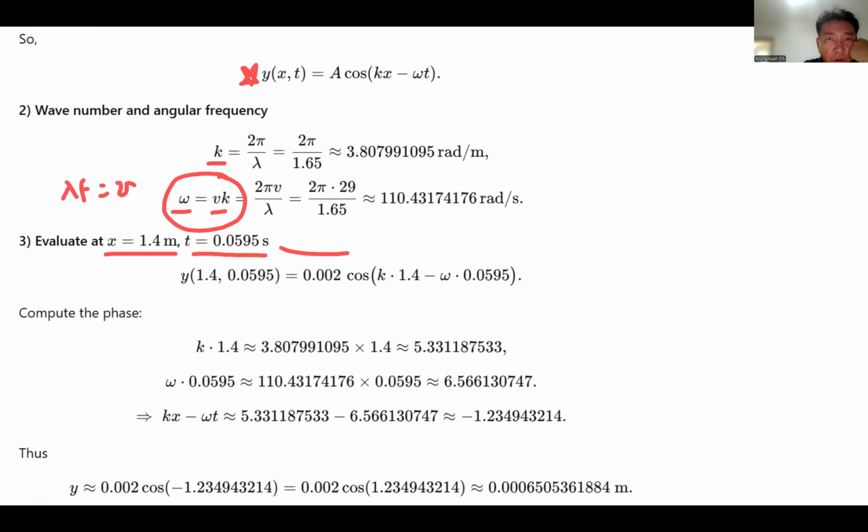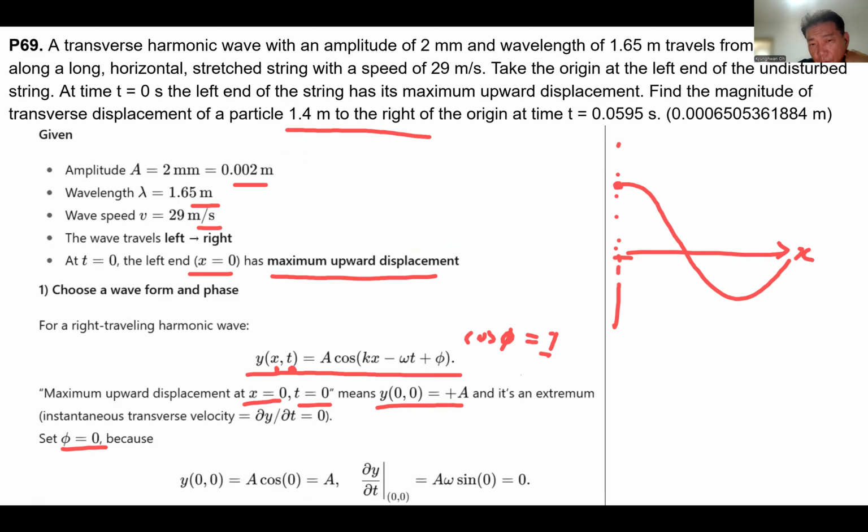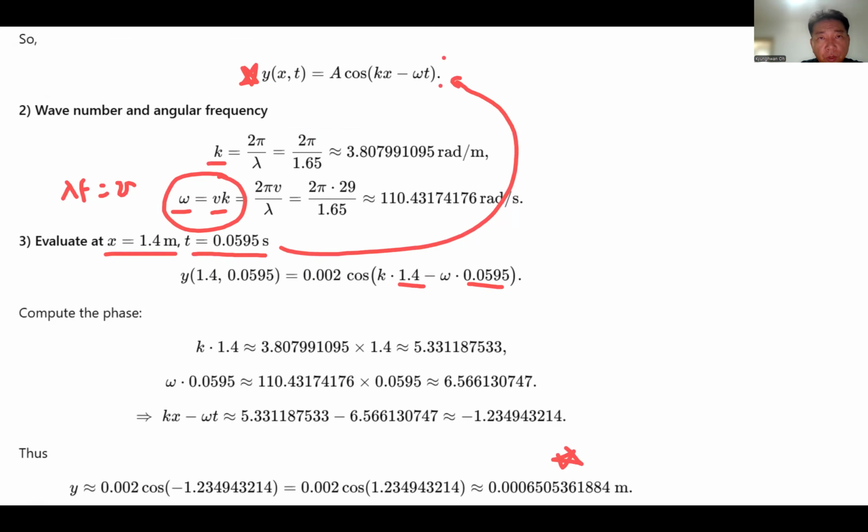Plug in these values here, and then we get this value. So in this case, the important thing is that we have to come up with the right function. From the initial condition and the boundary condition, the initial condition means t equal to 0, and the boundary condition means x equal to 0. And then we get this function. And right after this, we need to find k and omega, okay?